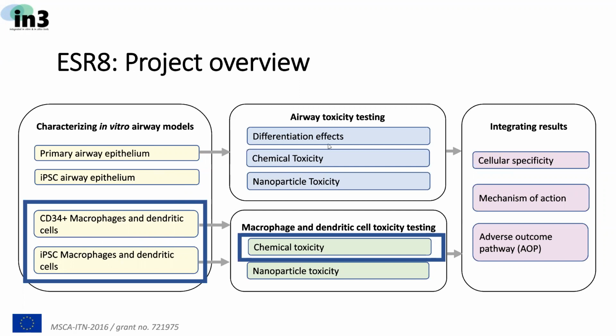We did some toxicity testing on the primary airway epithelium, which mostly involved RNA sequencing and PCR methods. We also did toxicity testing on CD34 and iPSC derived macrophages and dendritic cells, which mostly involved Tempo-seq and PCR methods. So these data will be integrated in order to establish cellular specificity as well as mechanisms of action.